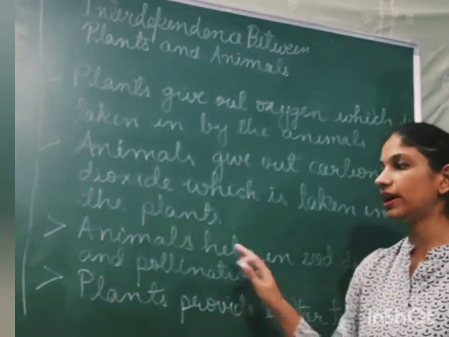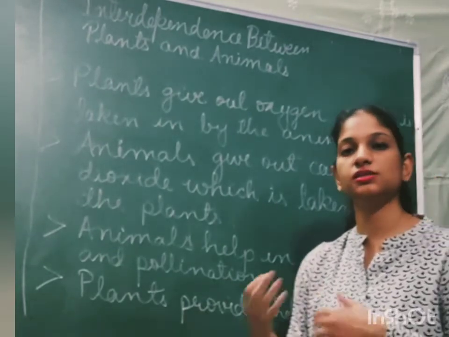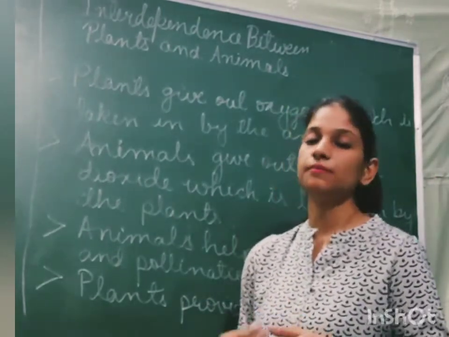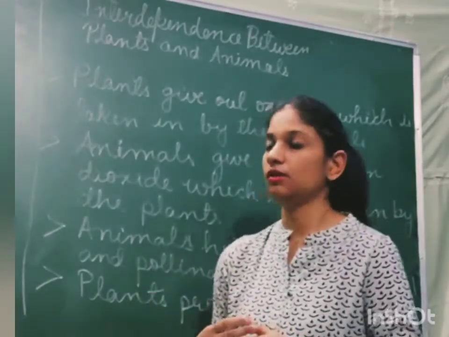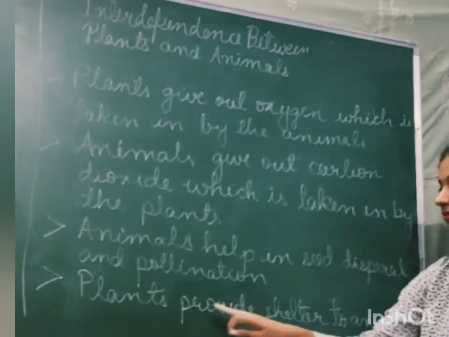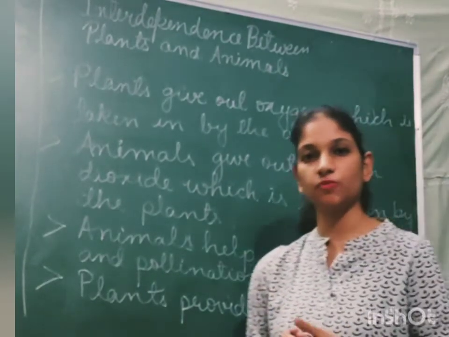So that is how animals help in seed dispersal and also in pollination. Pollination is again a method which helps new trees and new plants grow. Okay, next, plants provide shelter to animals.